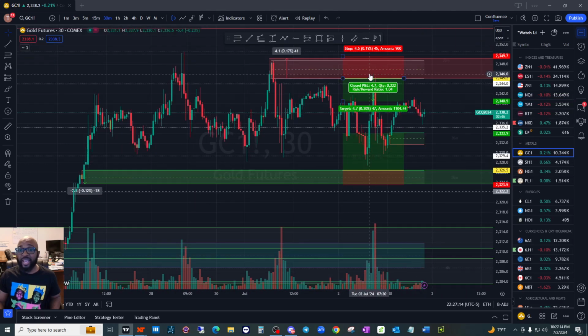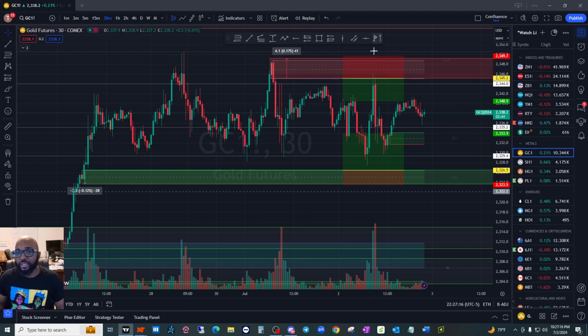Gold actually hit the supply zone from yesterday. So you should have got 45 ticks on that. Even if you just took a 1-to-1, you at least got 2-to-1, almost 3-to-1 perhaps. So at least a 2-to-1 on that supply zone.